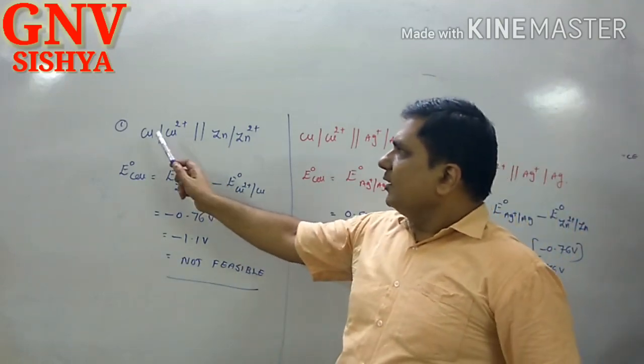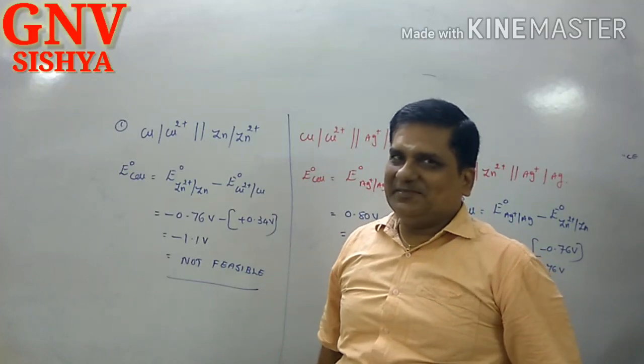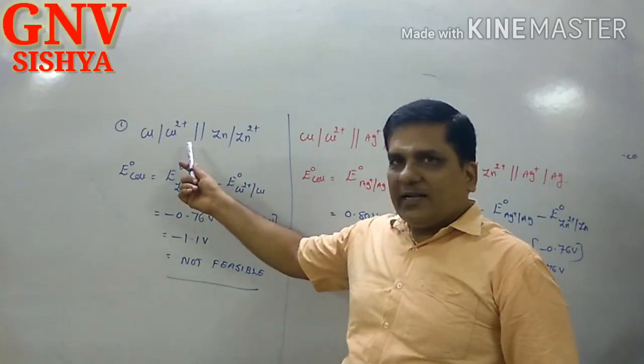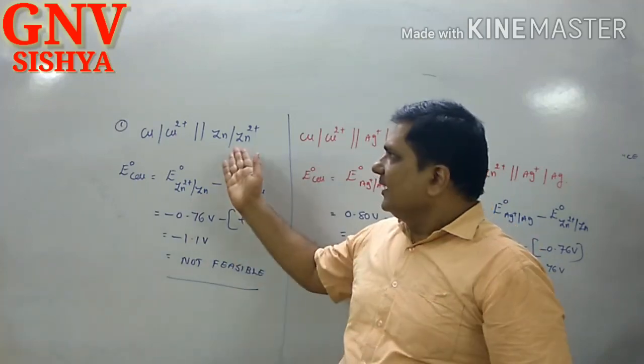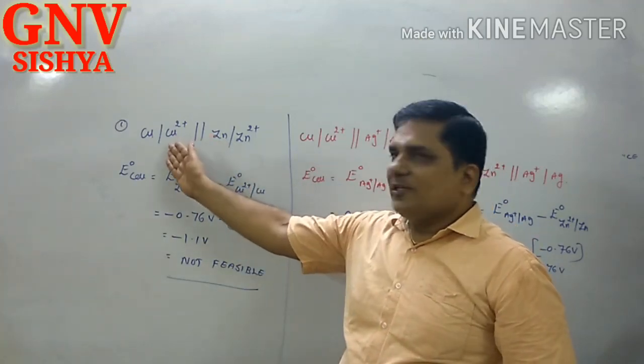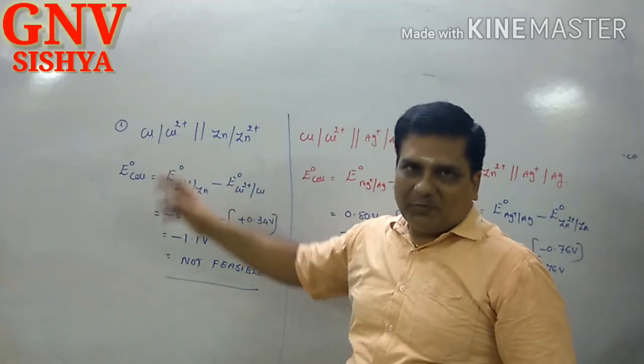Can you name this cell, the copper zinc cell? It is exactly the opposite of the Daniel cell. Definitely, you can come to the conclusion that this cell is not feasible, because the Daniel cell we are making reversed. The anode is made the cathode and the cathode is made the anode. Without working out, I can say the EMF of the cell is minus 1.1 volt.